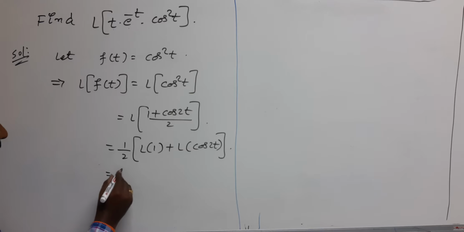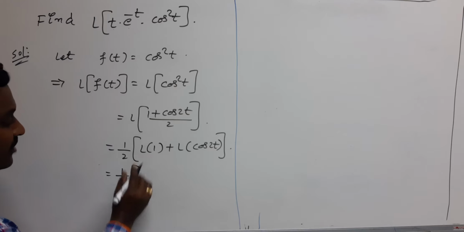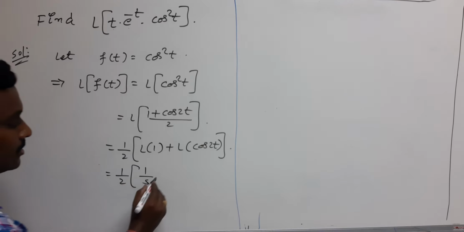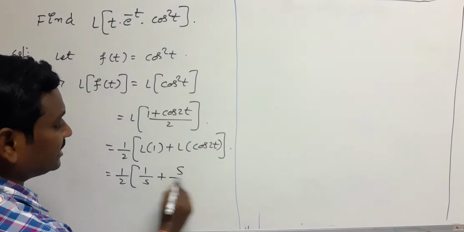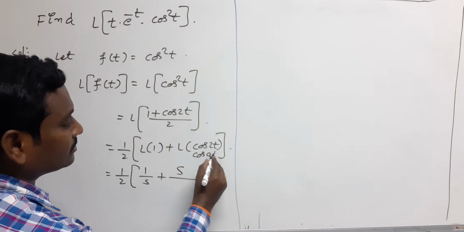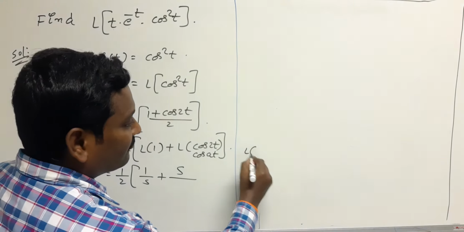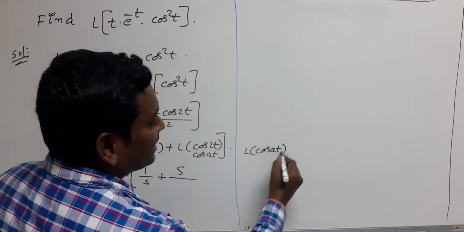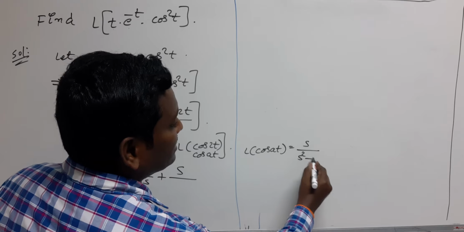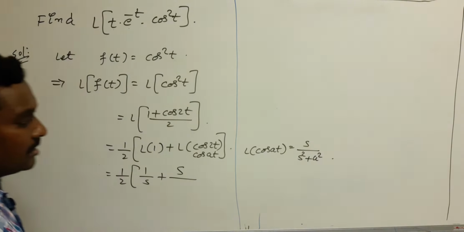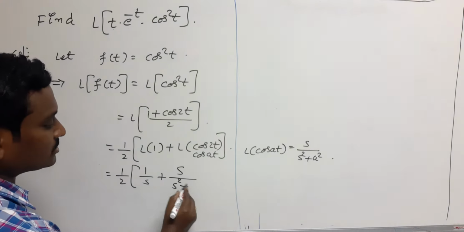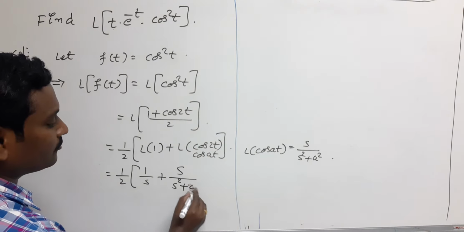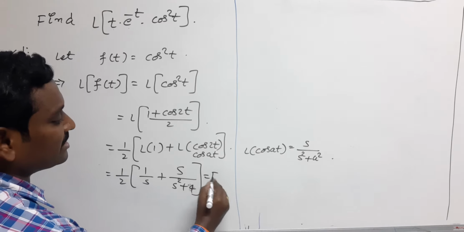So 1 by 2 into, what is L of 1? 1 by s. What is L of cos 2t? It is in the form of cos at. So we know that L of cos at is equal to s by s square plus a square. According to this formula, it becomes s by s square plus 2 square. 2 square is nothing but 4. We can say this is f of s.